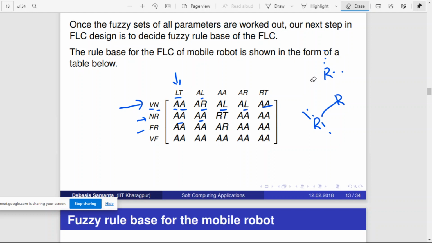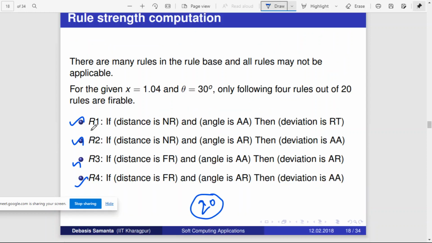If it is NR and AR, then the robot should go ahead. Similarly, if it is far and AA, then the robot should go ahead. If it is far and AR, then the robot should go ahead. So in our case, these are the 4 possible combinations, nothing else. That rule alone we are finding out. So what are the rules that may fire for this given input? These are the 4 possible rules, so we are just writing out R1, R2, R3 and R4.